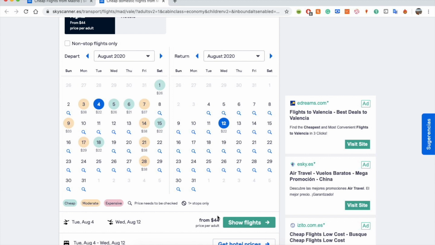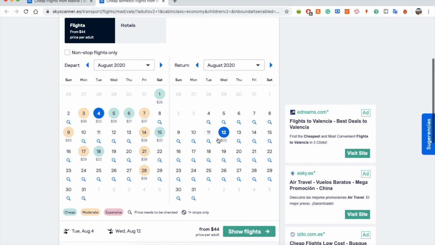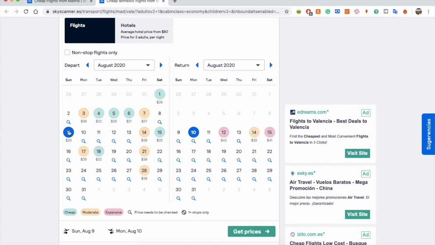And these flights are being affected by the coronavirus right now. So usually there are more flights. You see where it has the little magnifying glass, like here on the 10th, that means that there's no flights. But that's just because of the coronavirus. Usually there's always flights, things are full. But you just have to play around with it. And if you're flexible, like I said, this is a really good website for you.